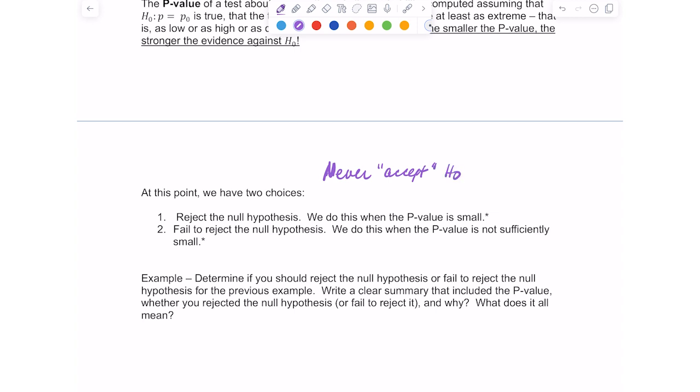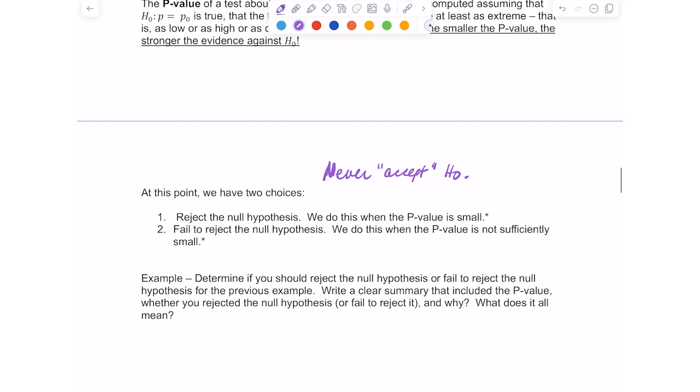All we can say is that either we are rejecting the null in favor of the alternative, or we are not rejecting the null. And we always refer back to the alternative. Think of it like when you go to court and a defendant is found not guilty. That's different than being found innocent. A defendant's never found innocent. They're found not guilty. We just don't have enough evidence to find them guilty. So it's very much the same thing, okay?